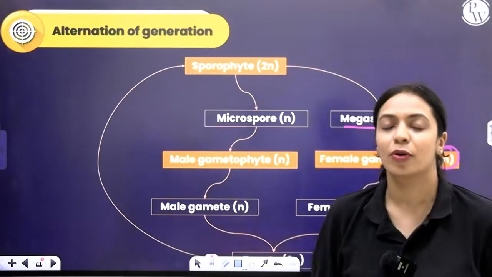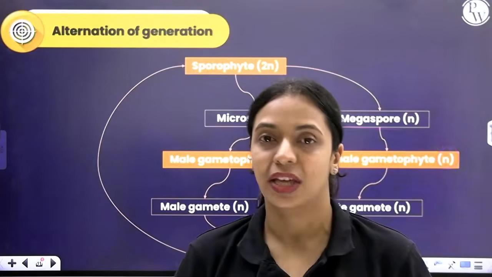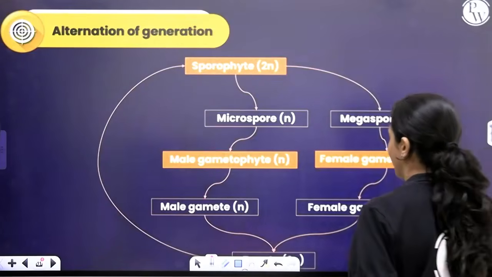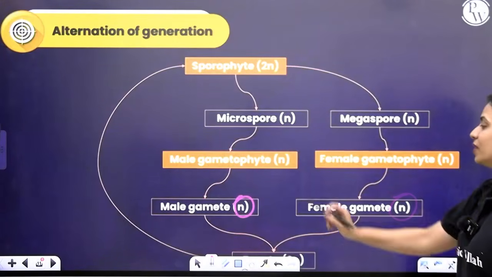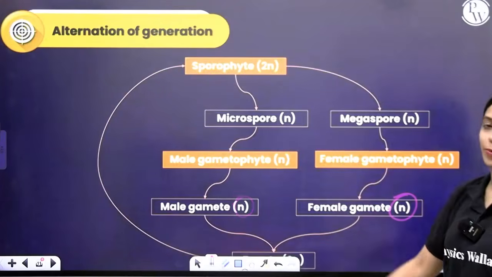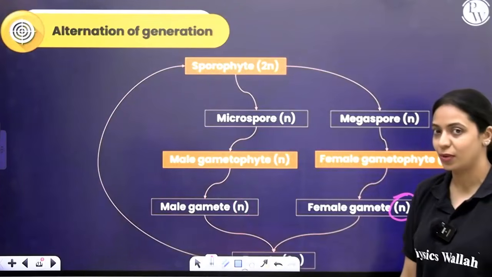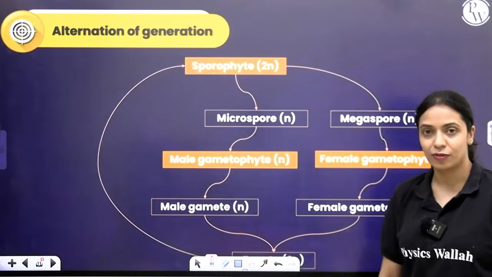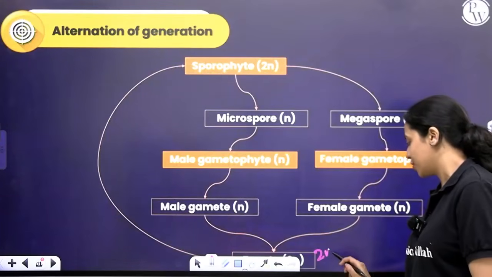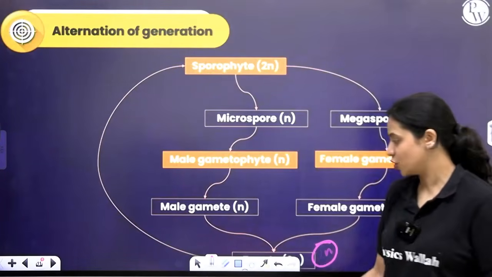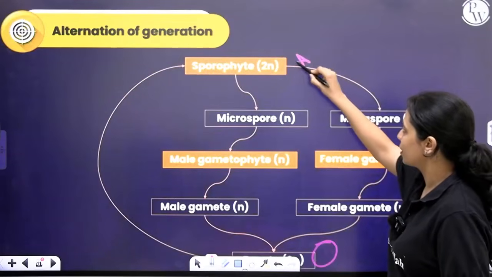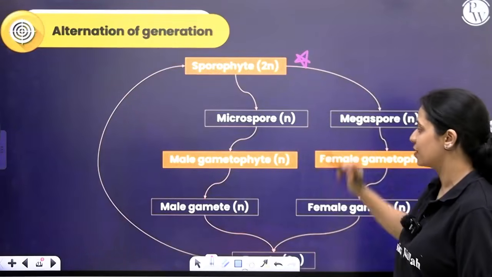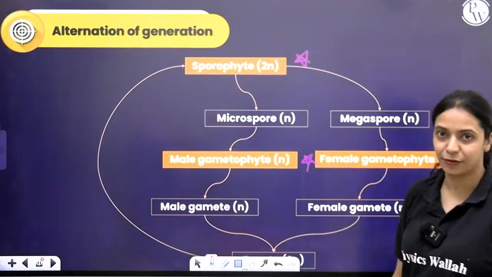It is the job of the gametophyte to give rise to the gametes. So within the gametophyte, again, mitosis happens and the male and female gametes are formed. Once the male and female gametes fuse by a process of fertilization or syngamy, whatever you call it, the zygote will form. So diploid condition is restored after fertilization. This zygote will develop into the diploid sporophyte. So I want you to notice how the sporophytic phase is alternating with the gametophytic phase.